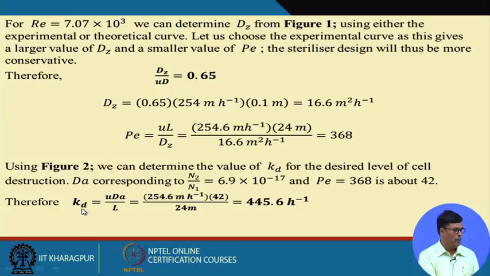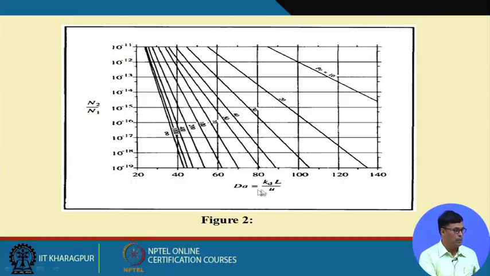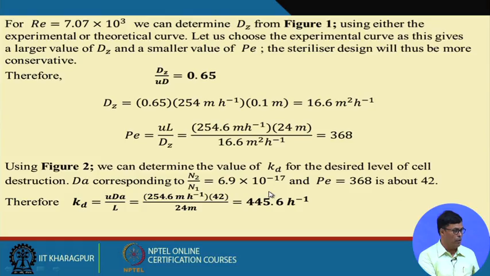Then Kd equals what? If you look at this equation, the Damkohler number equals Kd L by U, where Kd is the thermal death rate constant. So if you know the Damkohler number, the L value and the U value, you can easily find the value of Kd, which comes to about 445 × 0.6 per hour.